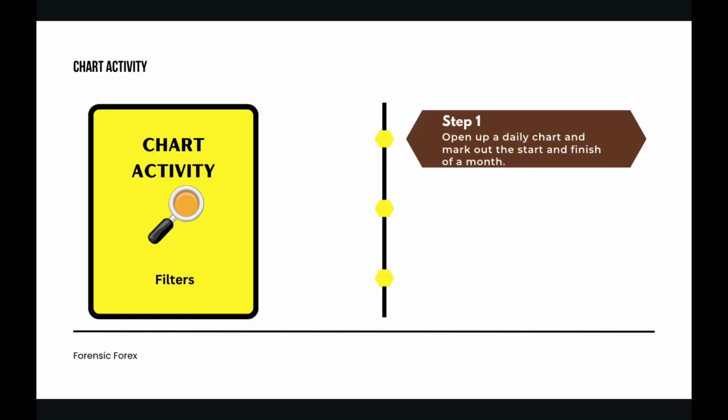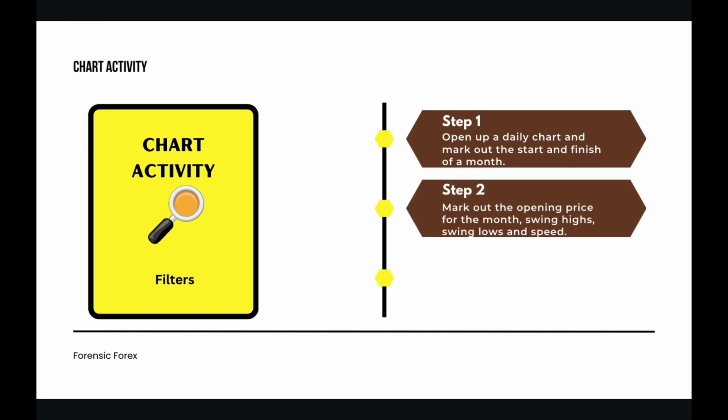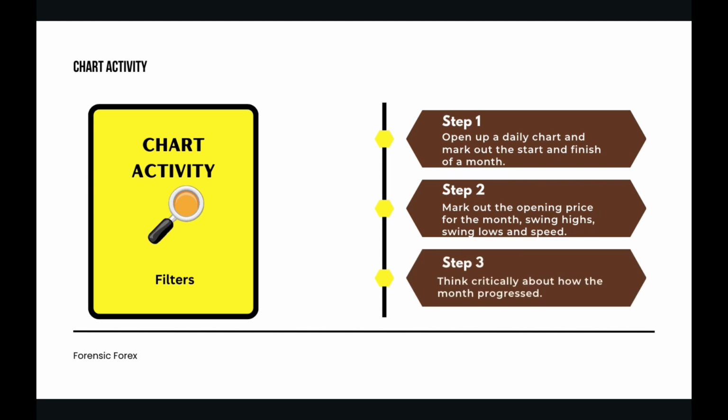For our chart activity, we're first going to open up a daily chart and mark out the start and finish of a month. We're going to be looking for bullish and bearish months that show range expansion. Step 2, we're going to mark out the opening price for the month, swing highs, swing lows, and speed. And finally, we're going to think critically about how the month progressed. Let's take a look at a few examples.